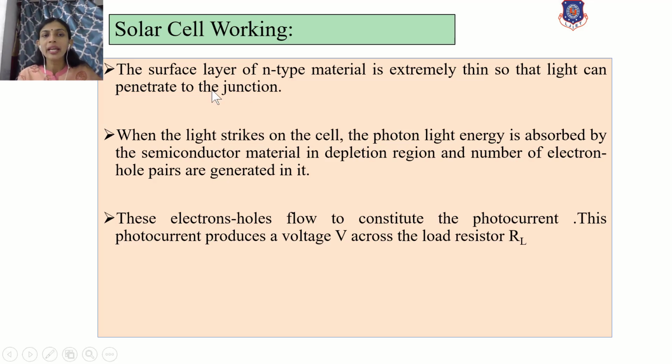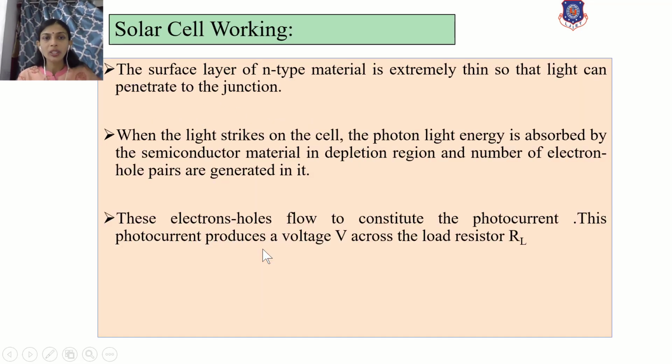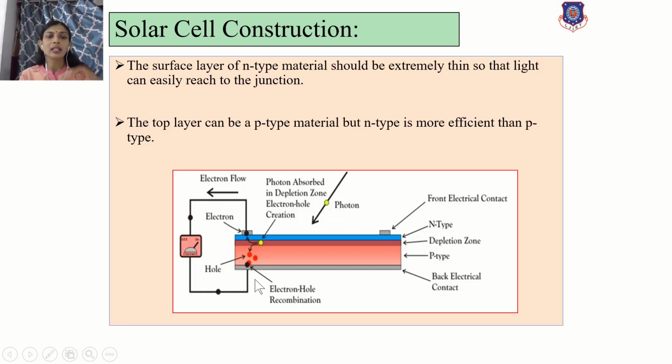We know that whenever light is focused on the p-n junction, it will be absorbed by the junction. When the n-type material is extremely thin, light strikes the cell and the photon energy is absorbed by the semiconductor material in the depletion region. So a number of electron-hole pairs will be generated. Thus, electrons and holes flow to continue the photocurrent. This constitutes the photocurrent, and this photocurrent produces a voltage across the load resistance.